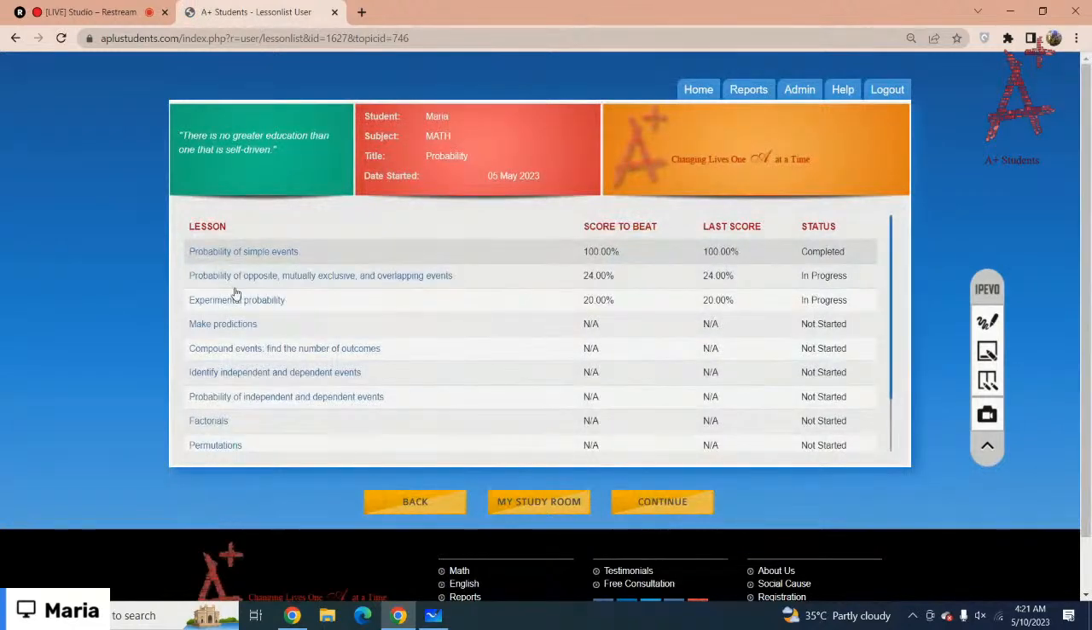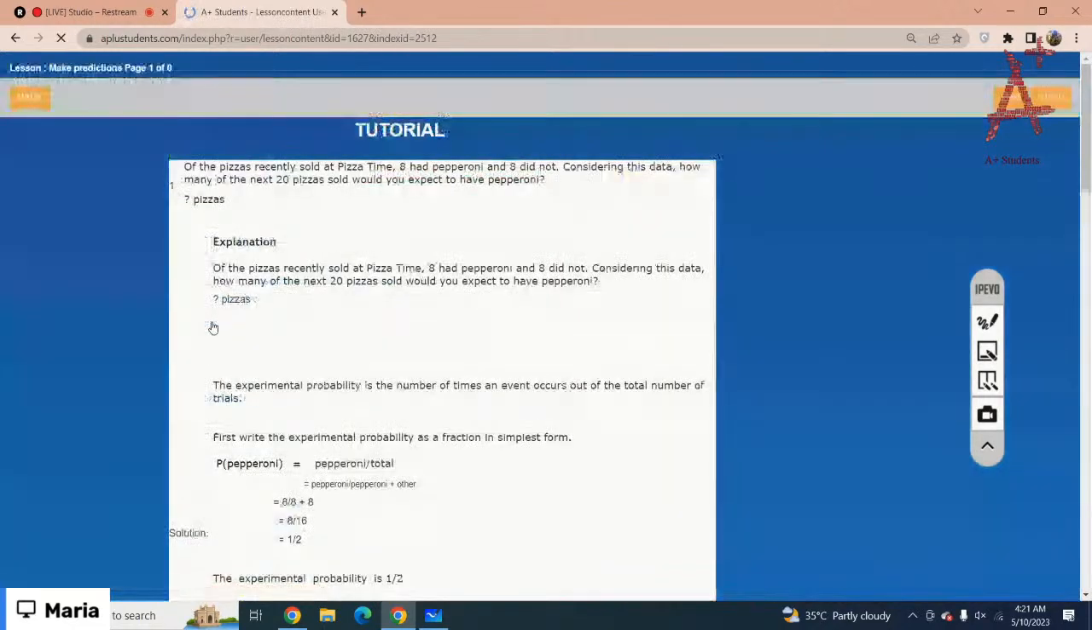The next lesson is make predictions. Let's just start with the next lesson. Okay, of the pizzas recently sold at Pizza Times, 8 had pepperoni and 8 did not. Considering the data, how many of the next 20 pizzas sold would you expect to have pepperoni?